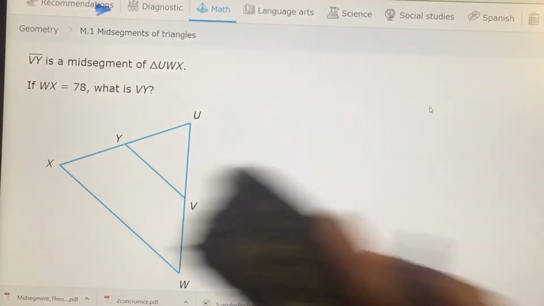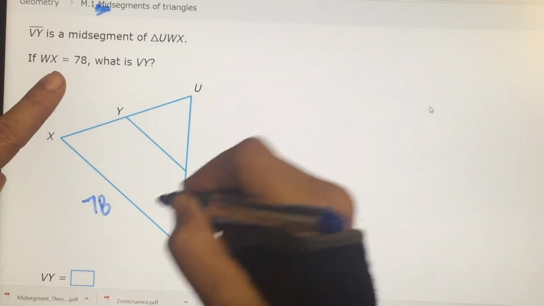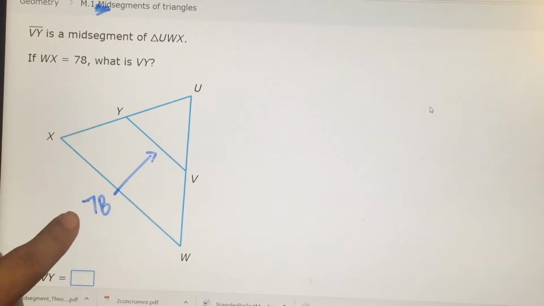All right, they give you WX, so this is 78, and they ask you, what is this? So how do you get from here to here? You're going to divide it by 2. Now, you don't always divide it by 2, so don't get in that habit. So that's 39.